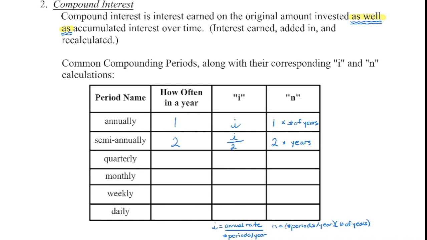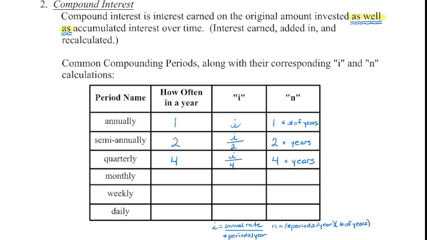Quarterly is 4 times a year. Think 4 quarters makes a whole. So to calculate that I value, you're going to take whatever that annual interest rate is and divide it by 4, because there are 4 periods that they're breaking the year into. And then you're going to say 4 periods per year, multiply that by the number of years you leave your money in there for, and that gives you the N value.